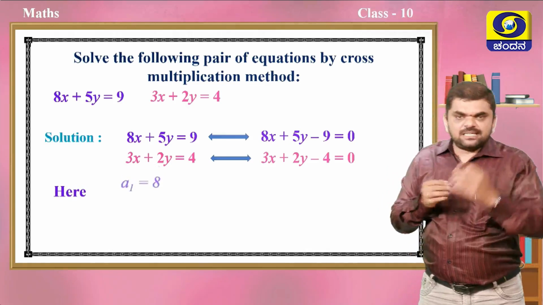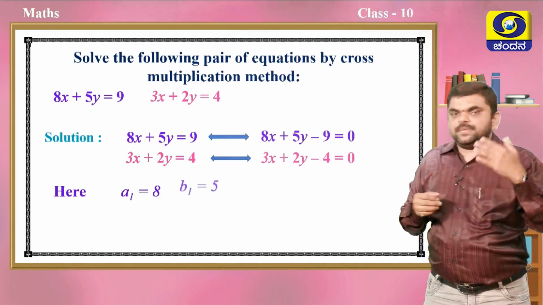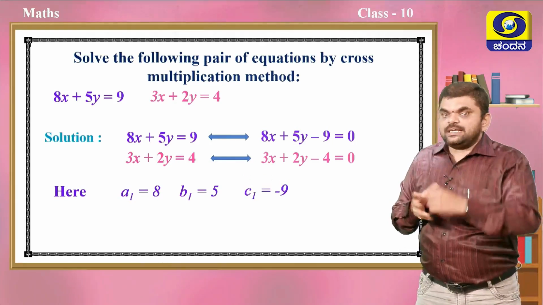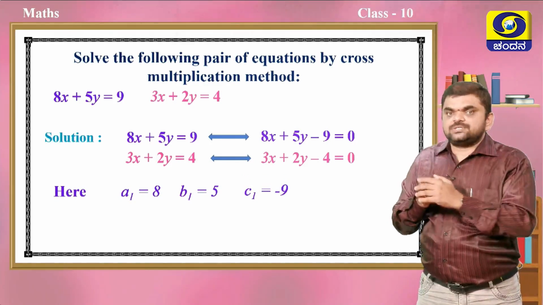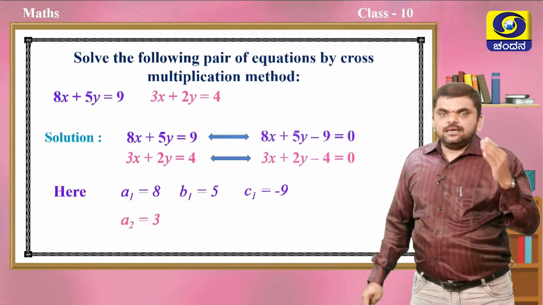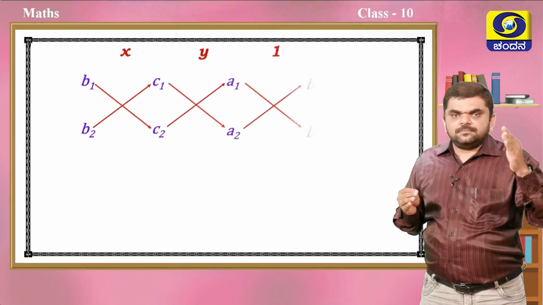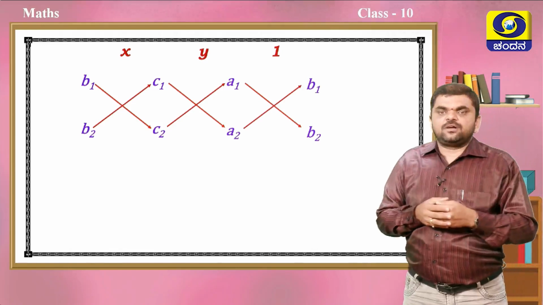Here a1 is equal to 8, b1 is equal to 5, c1 is equal to, observe here it is not in the plus sign, it is minus sign, so minus 9, and again a2 is equal to 3, b2 is equal to 2, and c2 is equal to minus 4. Just recall that cross multiplication formula, children.